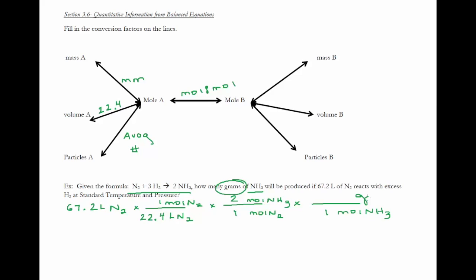To go from moles of ammonia into grams of ammonia, I need to use the molar mass. For the molar mass of ammonia, nitrogen is 14.02, hydrogen is 1.008, but there are 3 hydrogens. When I calculate that, I get a molar mass of 17.034 grams per mole. So I'm going to take 67.2, divide it by 22.4, multiply it by 2, and then multiply it by 17.034. I want 3 significant figures, so my final answer is going to be 102 grams. And that's my final answer.